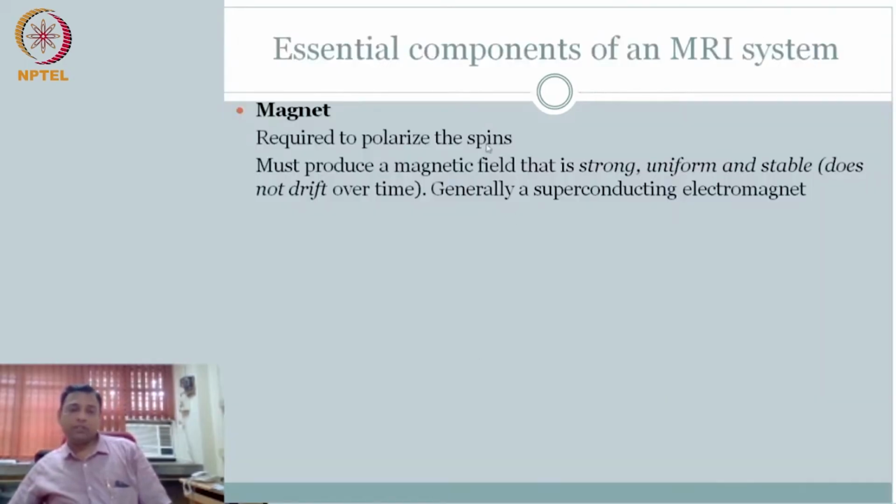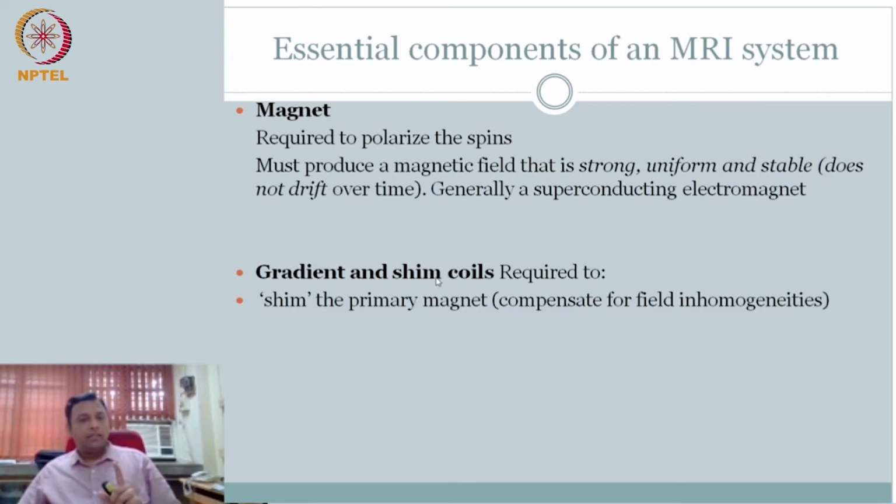So the essential components that we are going to look into in a little more detail: you have to have a magnet. Why do you need a magnet? You need a magnet to polarize everything, to align it in a particular field direction. And it has to be strong, it has to be uniform, and it shouldn't change with time, right? I'm supposed to have the same magnetic field while I'm doing the experiments. If it changes unknowingly, randomly, then it will become difficult for me to encode where that frequency came from. Generally a superconducting electromagnet is used for that. We'll go into the details of different types of magnet in a while.